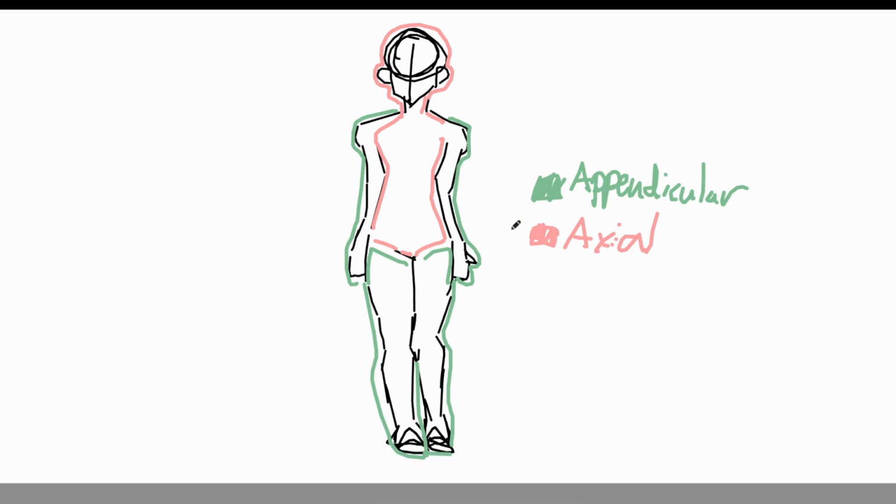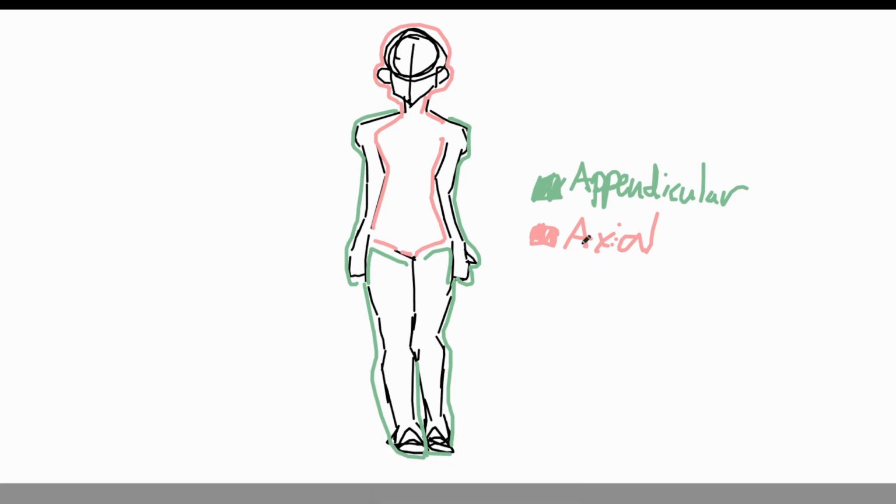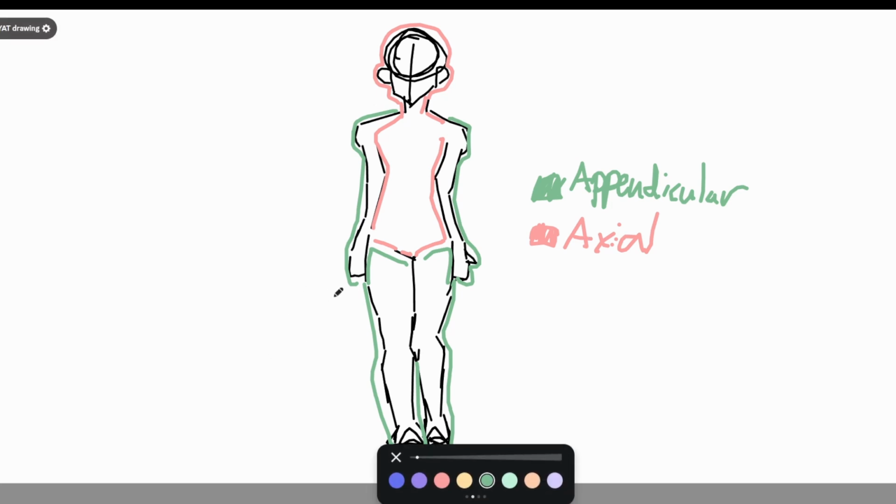So in this video, I'm going to be going over the body regions, along with the cavities and the serous membranes. I'm also going to be linking a purpose game with all of these.